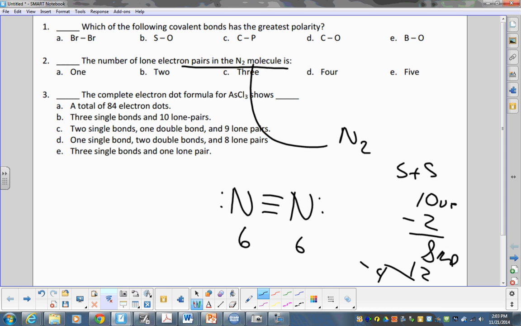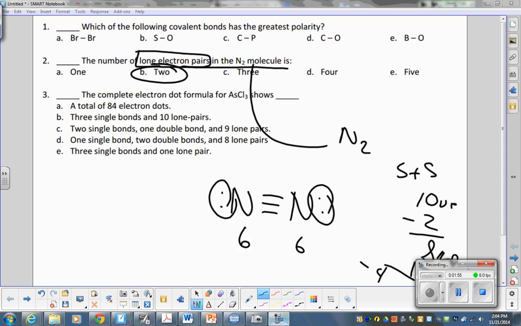When it asks me lone pairs, it's dots, not lines. So the number of lone electron pairs in the molecule would be 1, 2. In order to identify lone electron pairs, you have to draw a Lewis structure, and you're looking for the dots, not the lines.